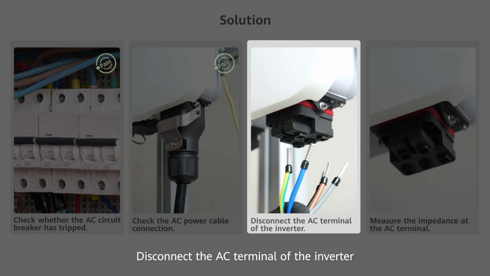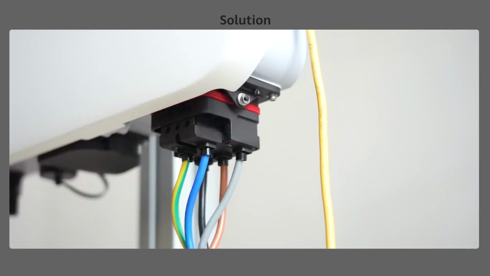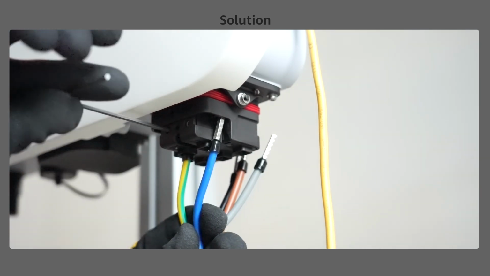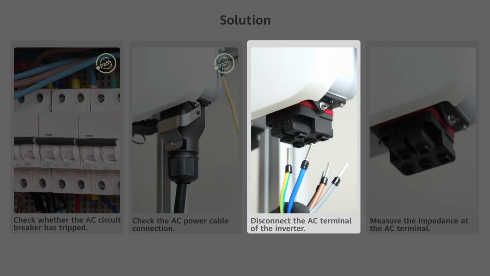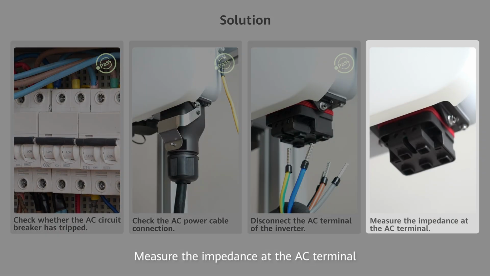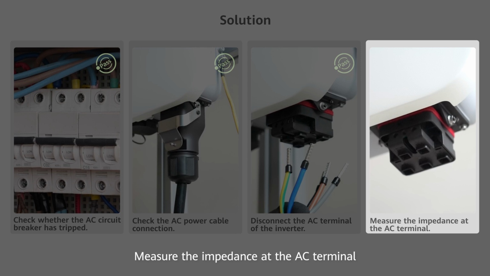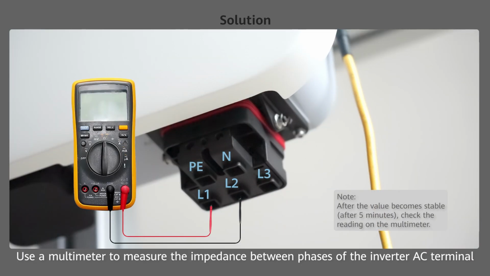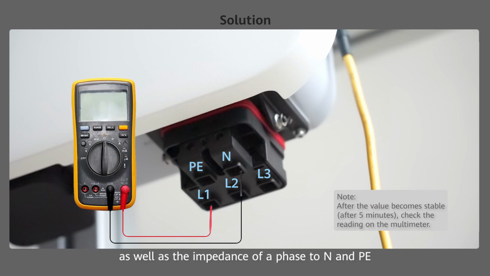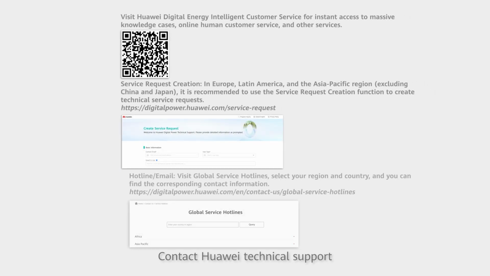Disconnect the AC terminal of the inverter. Measure the impedance at the AC terminal. Use a multimeter to measure the impedance between phases of the inverter AC terminal, as well as the impedance of a phase to N and PE. The impedance is abnormal if it is less than 1 megohm. Contact Huawei technical support.